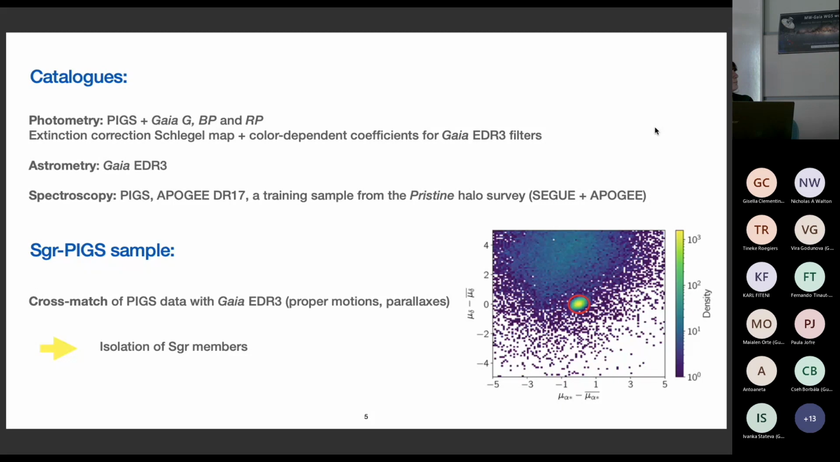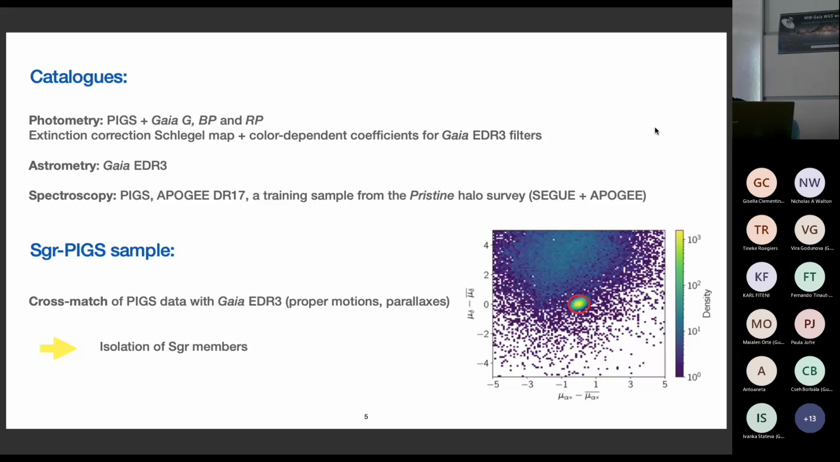We used Gaia astrometry from EDR3, first of all to isolate Sagittarius members, because Sagittarius, lying on the opposite side of the galaxy with respect to the Sun, is in a very tricky region, because we have all the contamination from the Milky Way when we look at the system. Therefore, it was very important for us to have the cleanest selection possible while building our sample of the Sagittarius system. For this, we used proper motions and parallaxes.